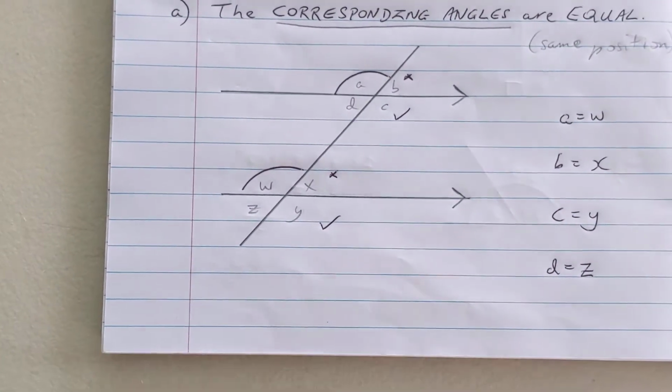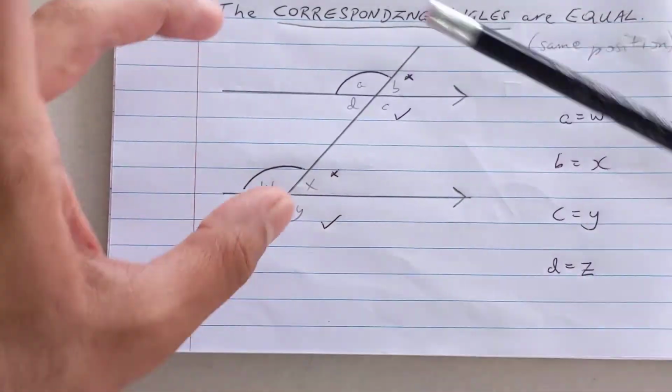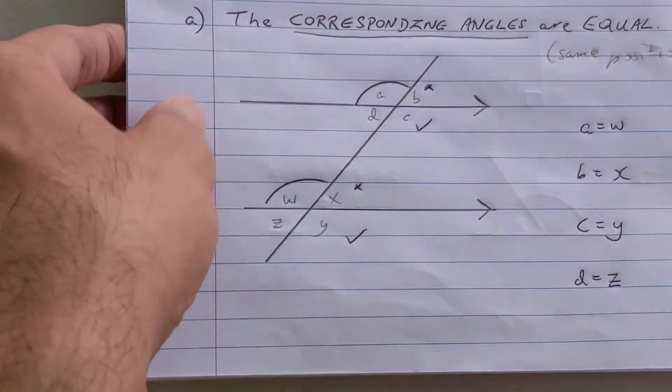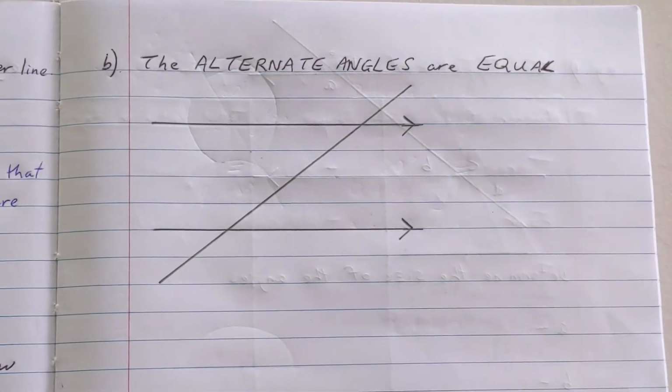So once you're in the same position on the top and the bottom, but for this situation you must have a top and a bottom, and not all diagrams will have a top and a bottom. So this is not one of the more popular ones that you might encounter. The most popular one that you tend to encounter is the alternate angle.